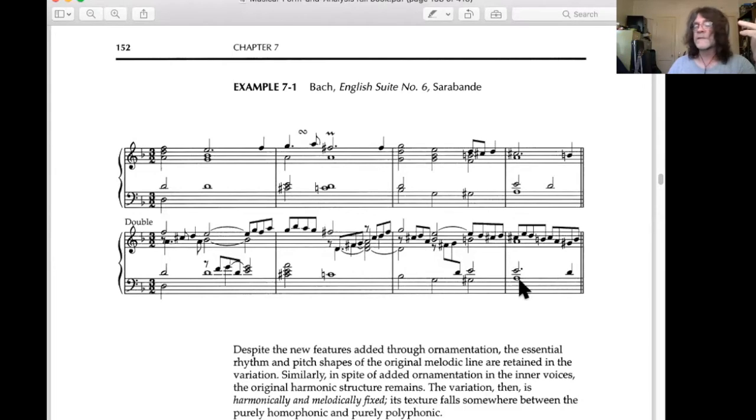Now, let's just take a quick look here and see if we can find the melody in it, all right? There's the F, see the F? And I'm just looking at the top notes. There's the E, and there's the F right there, and here's the G, and if we went on, we would probably find all the notes. So in theory, although this is called the double, it seems to be harmonically and melodically fixed. Does everybody understand that? Yeah. Cool. All right.